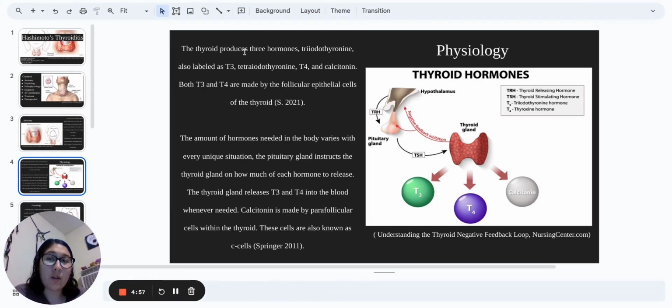So there are three hormones that are produced by the thyroid, or three main hormones. Right here we can see this image. There's T3, T4, and calcitonin, all produced by the thyroid gland. The amount of hormones needed varies within the body depending on every unique situation. The pituitary gland, as you can see in this image, instructs the thyroid on what exactly to make, and it does this by using TSH, as we discussed earlier.